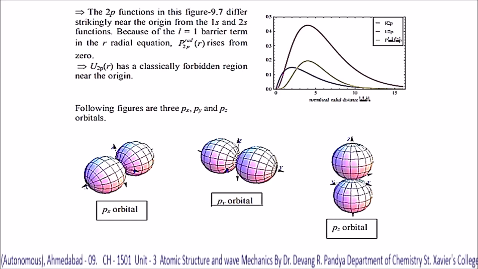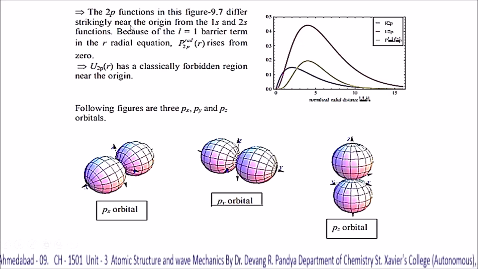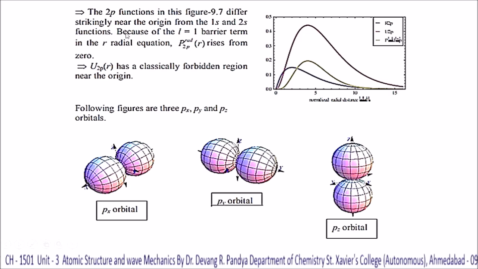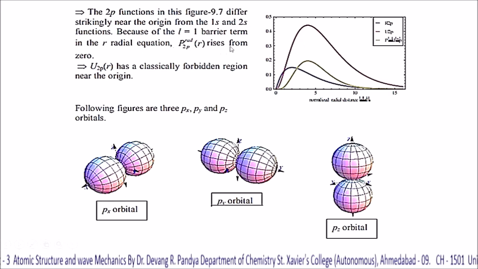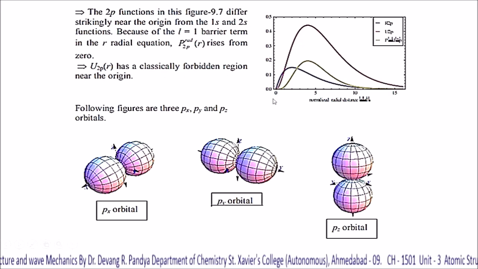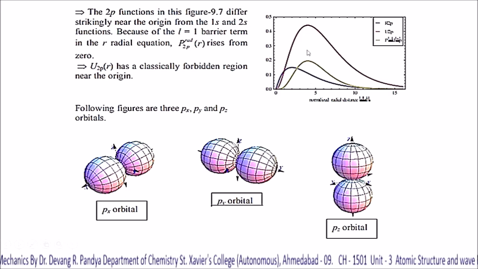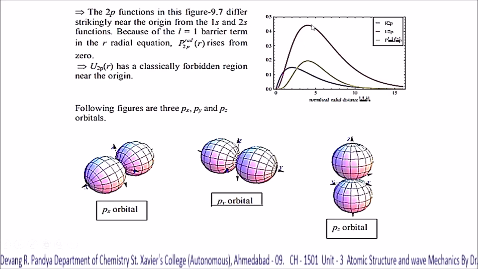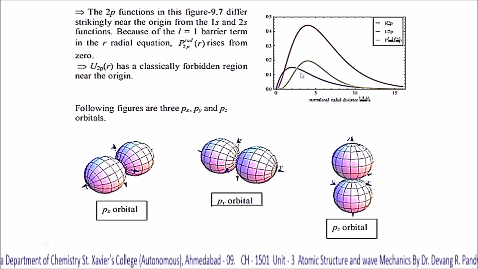Now the 2p function in this figure 9.7 differs strikingly near the origin from the 1s and 2s functions, because with l is equal to 1, the barrier term in the radial equation from 0 has a classically forbidden region near the origin. So here is the forbidden region, and this is a maximum peak, so you can see that it is quite near to the 1s. So there is a very minor energy difference between 2p and 1s, and 2p has only one peak while 2s has two peaks.